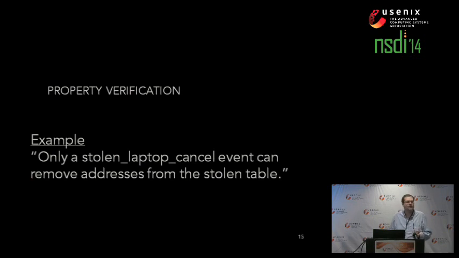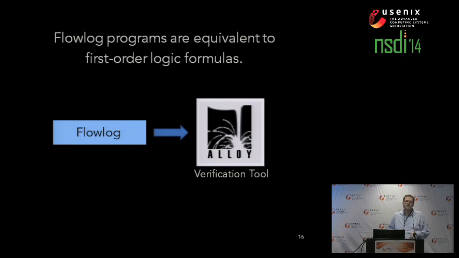This property looks kind of simple. In the example that I just showed you, it's kind of obvious from inspection, right? But the point is that even as your system evolves, provided your API remains the same, this property can be reused over and over and over again. And indeed, you can write properties like this for much more complicated systems. So how do we do program verification in Flowlog? Well, we take advantage of the fact that Flowlog programs are designed to be equivalent to formulas in first-order logic, which means we can automatically translate them to Alloy, which is a program verification tool.